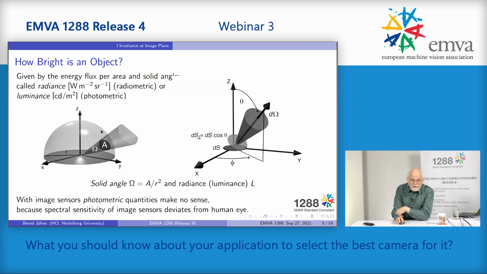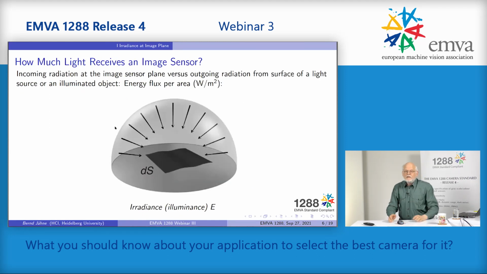The image sensor works differently. The image sensor receives basically light from all directions, or from the range of directions where it is sensitive. And with a normal image sensor, we can normally not distinguish from which direction it is coming. So here it is really the question how much radiation in total is received, and that is what's called the irradiance, or illuminance if you're in photometric terms. That is what the image sensor receives.